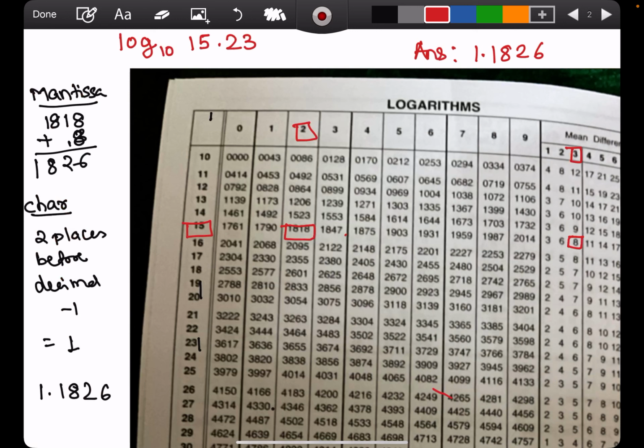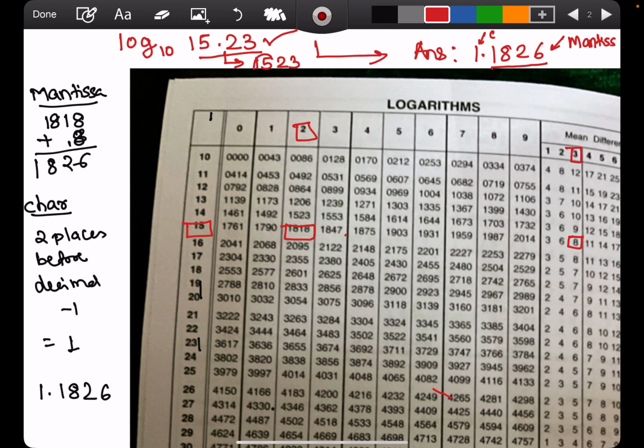Another example will help you understand this more clearly. Let me take another example where I am finding the log to the base 10 of 15.23, and the answer I should get is 1.1826, where 1826 is the mantissa and 1 is the characteristic. Now how do I get this 1826? Again, using the same method, I consider this number without the decimal, that is, I consider 1523.